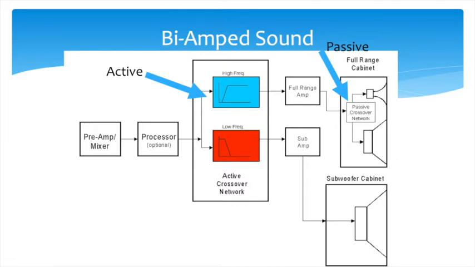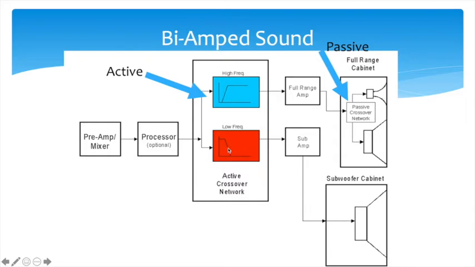So looking at the whole system, we'd have our mixer going into an active crossover. We've separated the highs and lows. We're going to send the highs, in this case, we're going to say 150 hertz and above, to our full range amp. And that will go then to our full range cabinet with the passive crossover taking 150 to maybe 2K to the low and then 2K and above to the high tweeter.